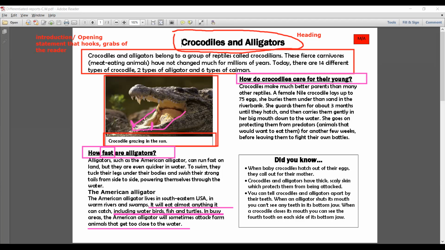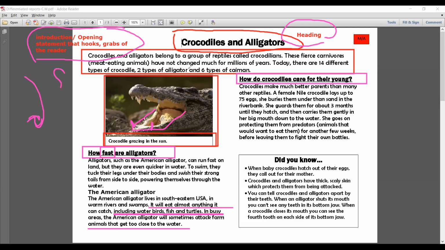I hope everything so far is clear. We said we must add a heading. Then we need to grab the reader's attention by a very general comment or introduction, or a hook. You know what a hook is? You know how you get fish? You get them with a hook. The fishing thing ends with a hook at the end. So you do the same thing. It's like you're fishing the reader. So you need to hook or grab the reader's attention with your introduction or opening statement.